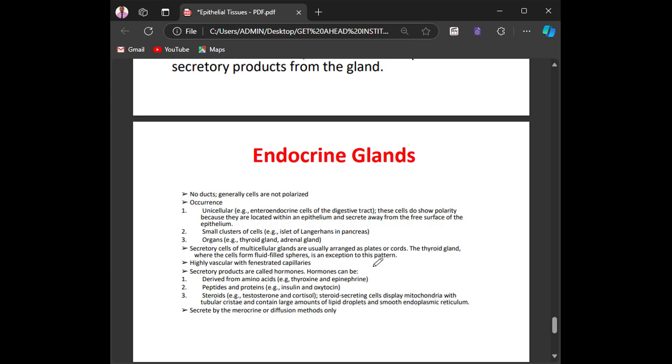Basically, the endocrine glands are not that hard. We'll talk about the endocrine in detail as a topic on its own.